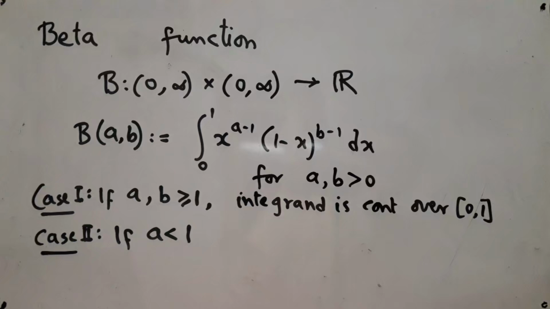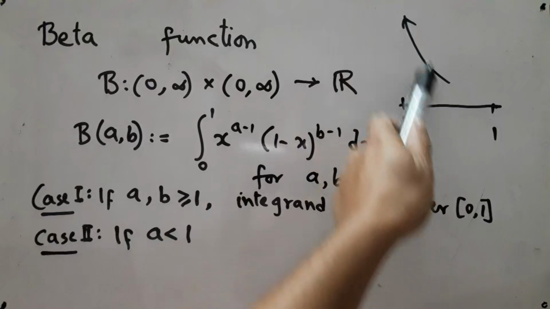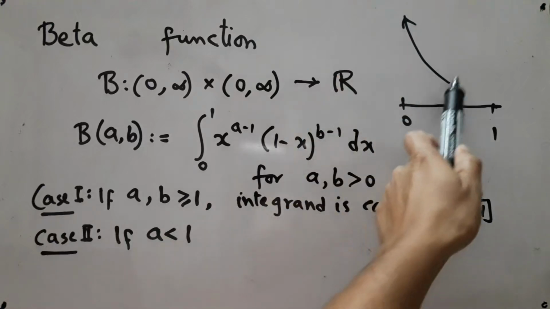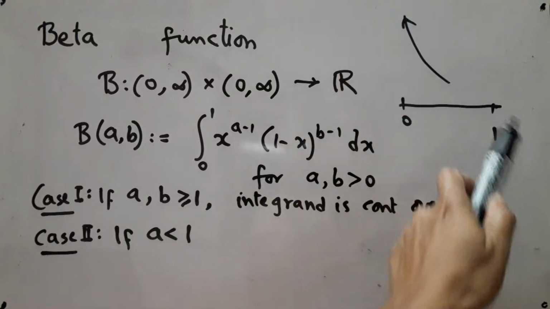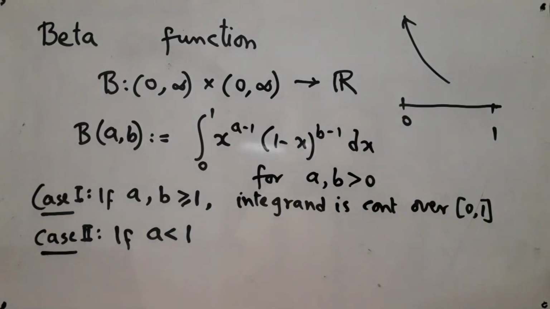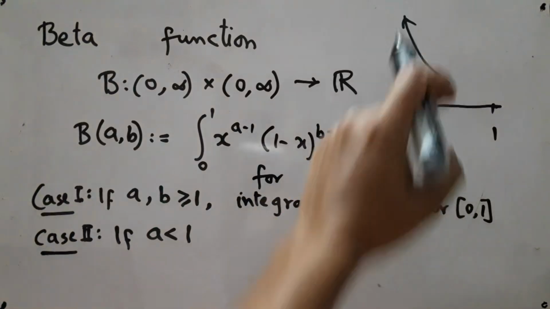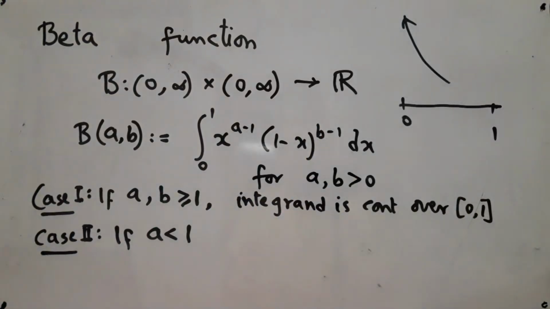So case 2, if a is strictly less than 1, of course it is strictly greater than 0, then the integrand will look like this. It is going up towards infinity. I am not showing what happens near 1 because I have still not made any assumption about b. So the question is, is the area under this unbounded curve still a finite number?